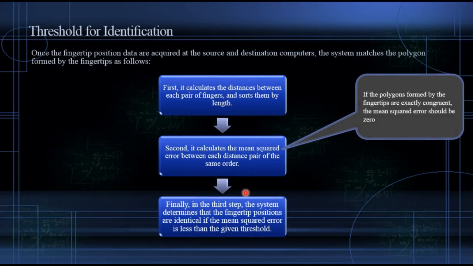Then the threshold. First, when the user touches the target device, it calculates the distance between each pair of fingers and sorts them by length. Then it calculates the mean squared error between each pair. Finally, the system determines the fingertip positions are identical if the mean squared error is less than the given threshold. So some threshold is set, and the calculated value should be less than that for the fingerprint to be considered valid. The error cannot be zeroed out all the time, so we keep this threshold. So how is this threshold calculated?